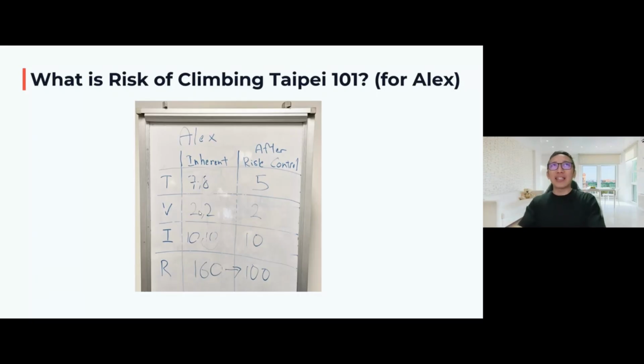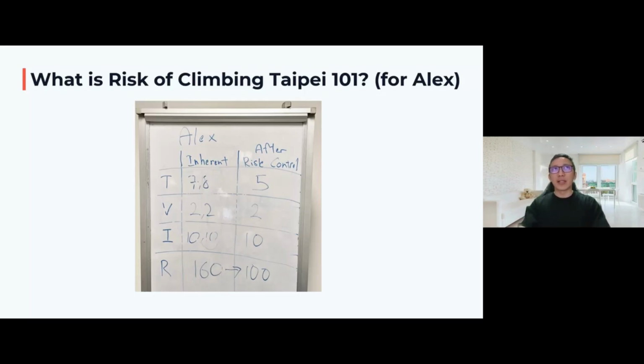Okay, by Alex. Now let's use this concept, risk equals T times V times I, to analyze what the risks are for Alex to climb Taipei 101. On the first column, you're going to see the T, the V, the I. Sometimes we call it consequence, sometimes we call it impact. Let's discuss it later on. I'll go into more detail about consequence and impact.